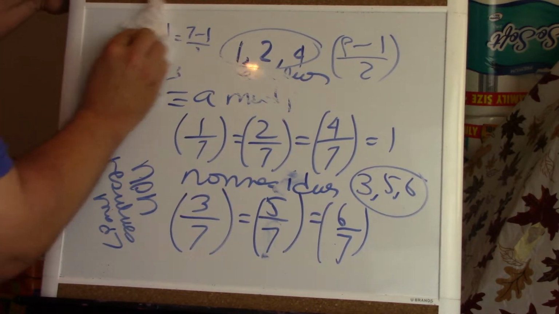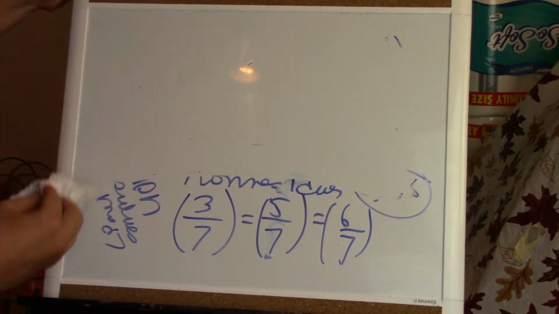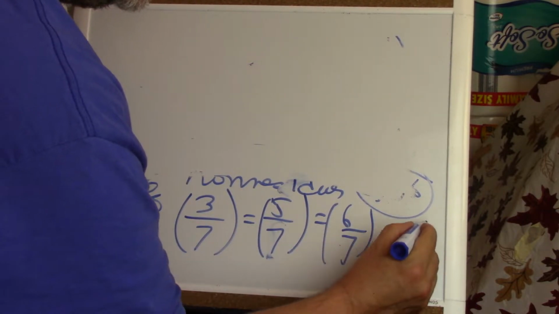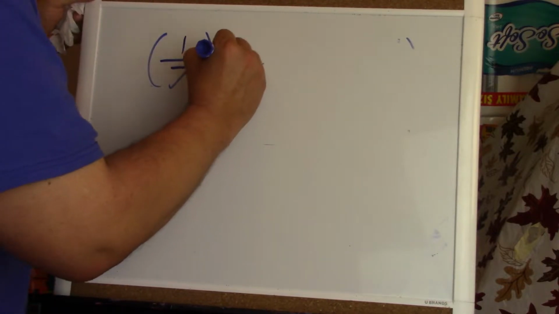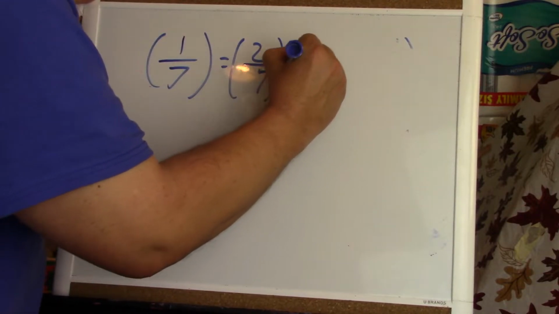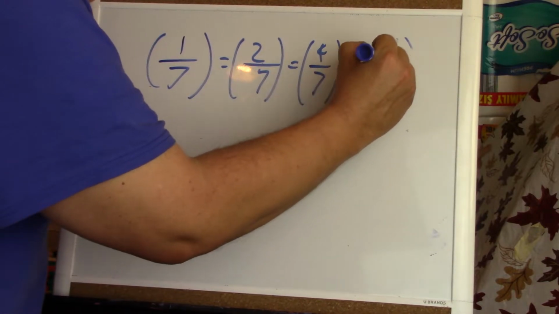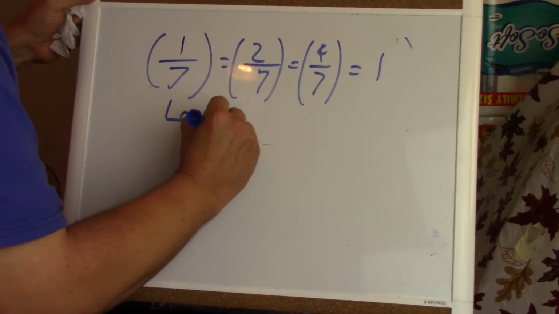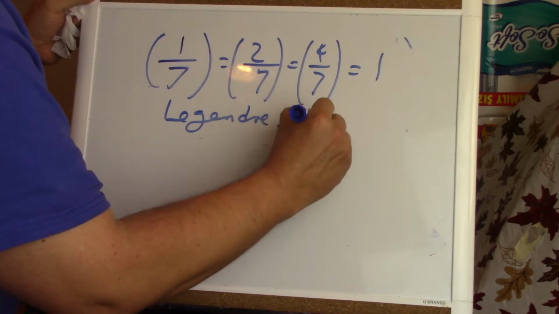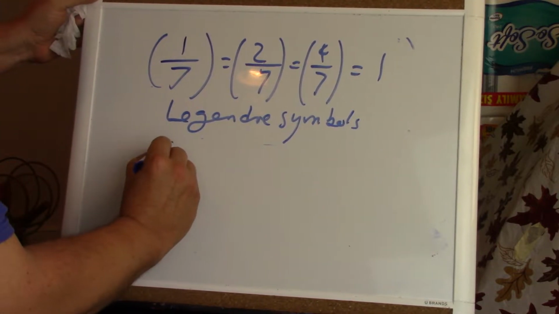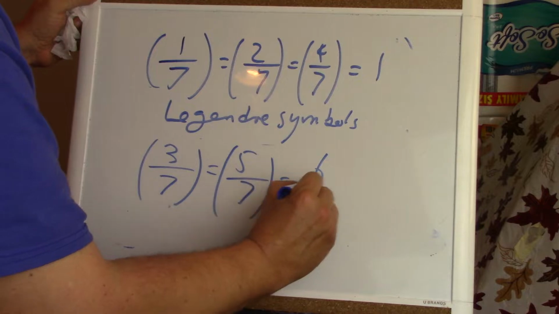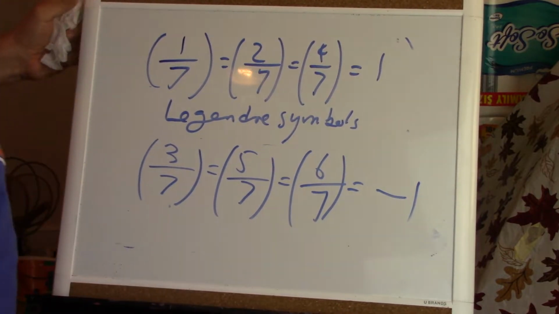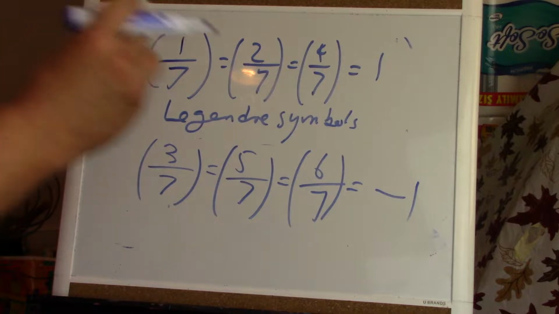Alright, so that pretty much covers what a residue and a non-residue is, and what a value for a Legendre symbol is. And I forgot to say this is equal to 1, so I'll redo them because I forgot to show that. Each equals 1. These are Legendre symbols. And then 3, 5, 6, these are non-residues. So those are the Legendre symbols mod 7.